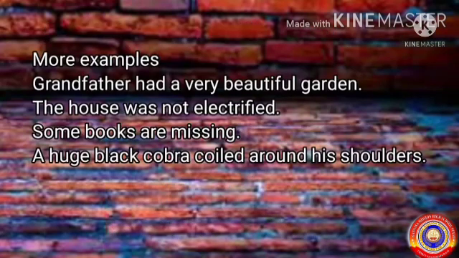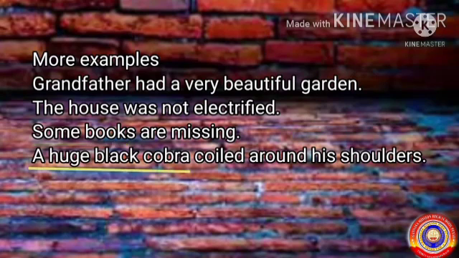Let's see some examples. Grandfather had a very beautiful garden. In this sentence, grandfather is the head noun. There is no modifier. The second sentence, the house was not electrified. In the sentence, the house is the noun phrase. The is an article. House is the head noun. Some books are missing. Here, some books is the noun phrase. Some is a quantifier and books is the head noun.